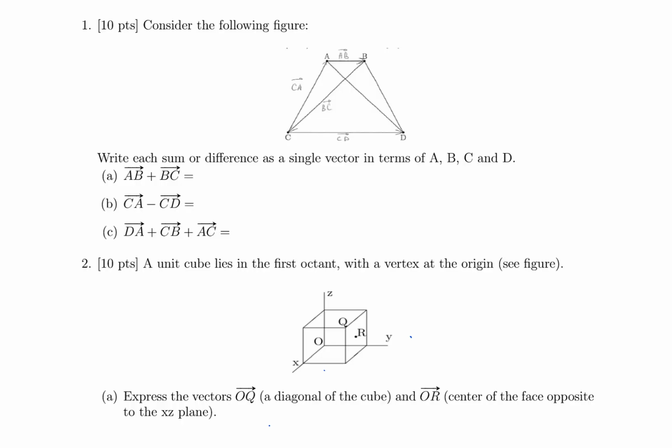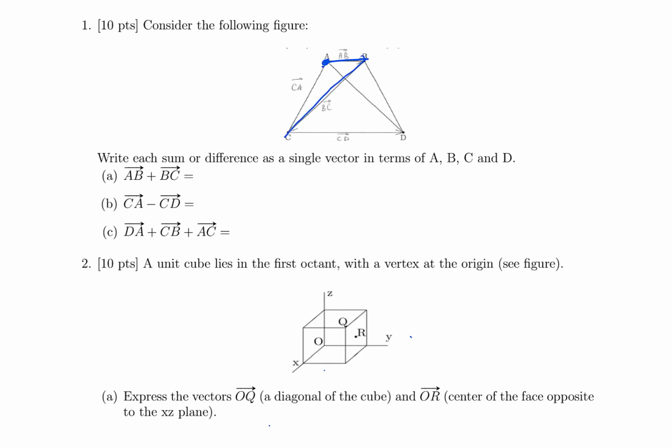These are the previous exam problems. So first one, consider the following figure. Then write each sum or difference as a single vector in terms of a, b, c and d. The first one is AB plus BC.